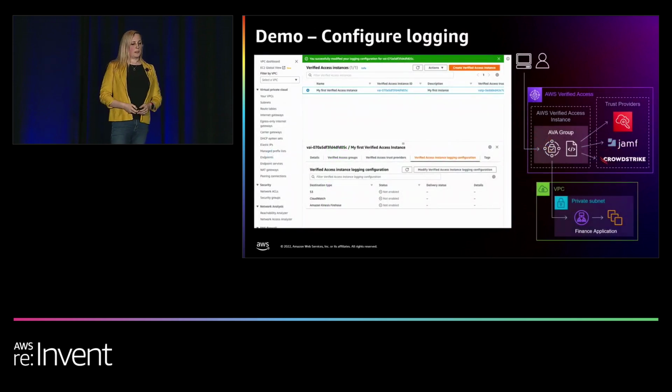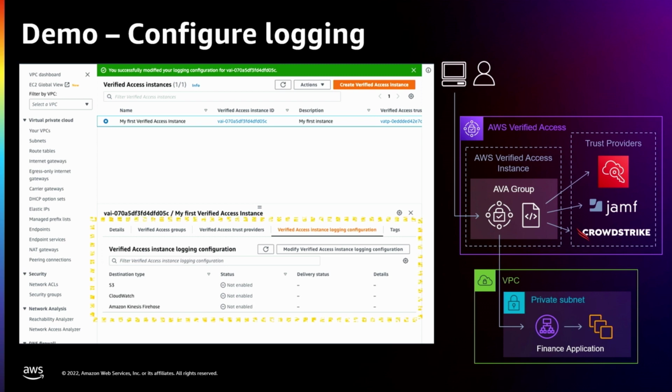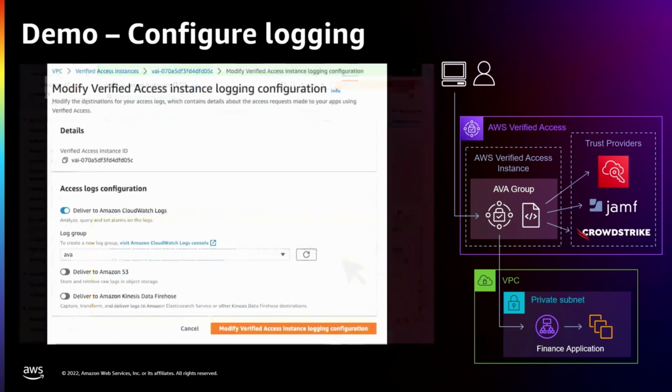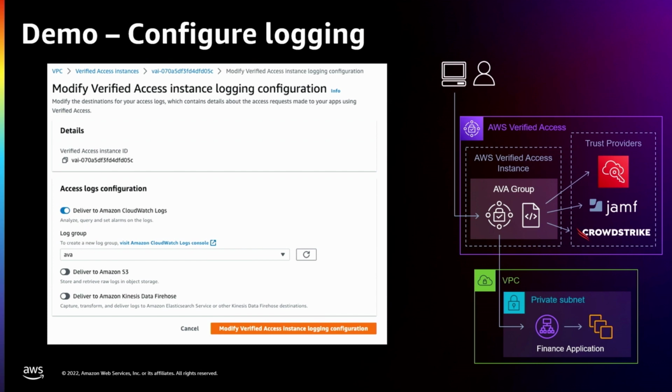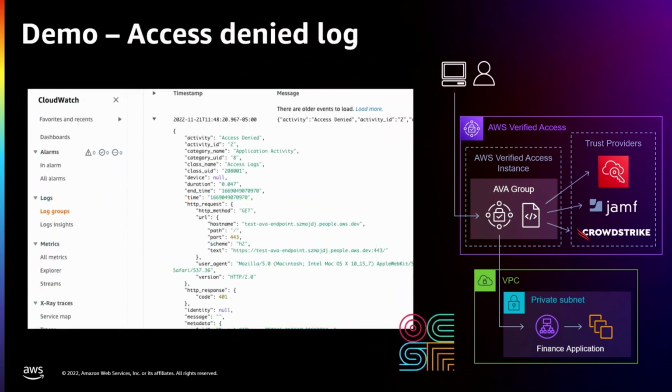Let's set it up. So we can go to the instance and navigate to the Login Configuration tab and click Modify Login Configuration. This login configuration applies to the entire verified access instance, and so all groups, all endpoints in that instance will log to the same target. I then select the toggle for Deliver to CloudWatch logs, and I select the log group that I've created earlier called Ava. I click Modify, and now logs are being sent.